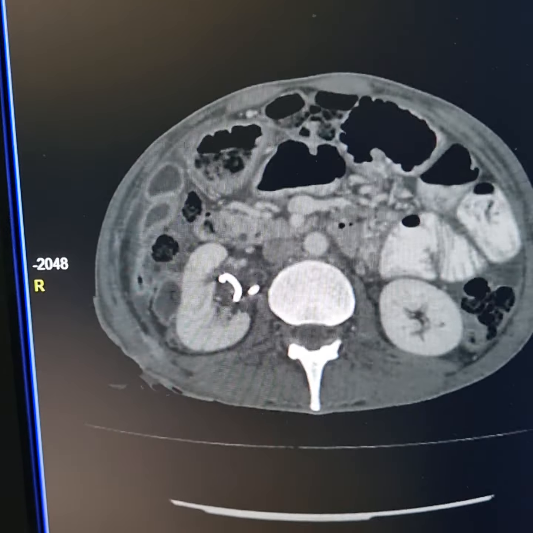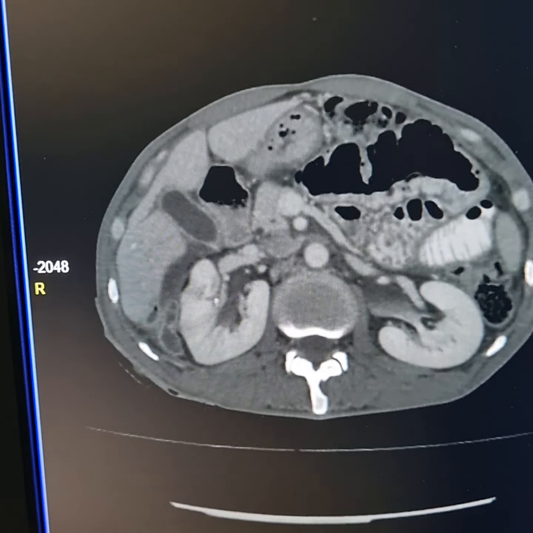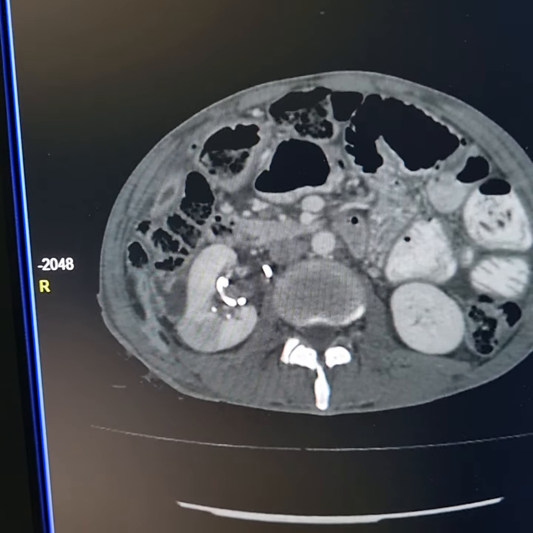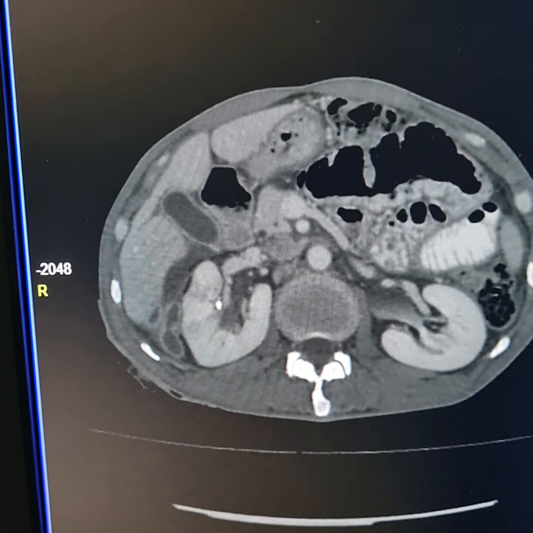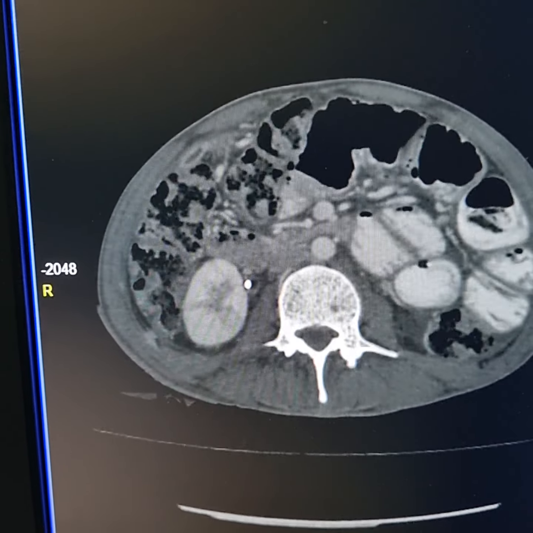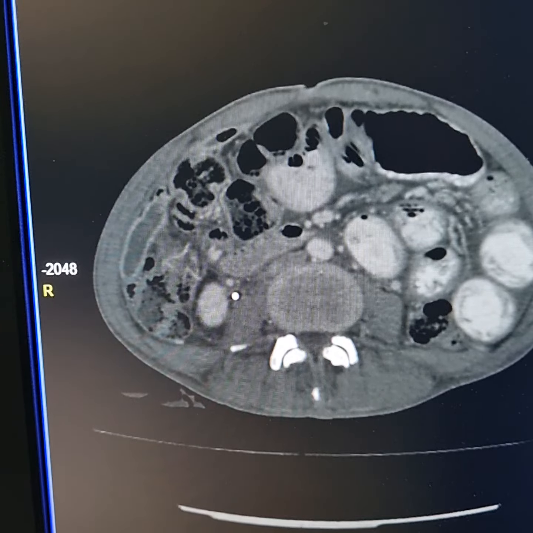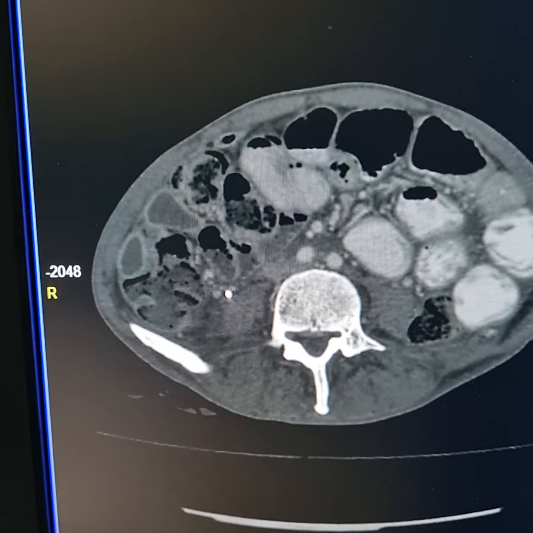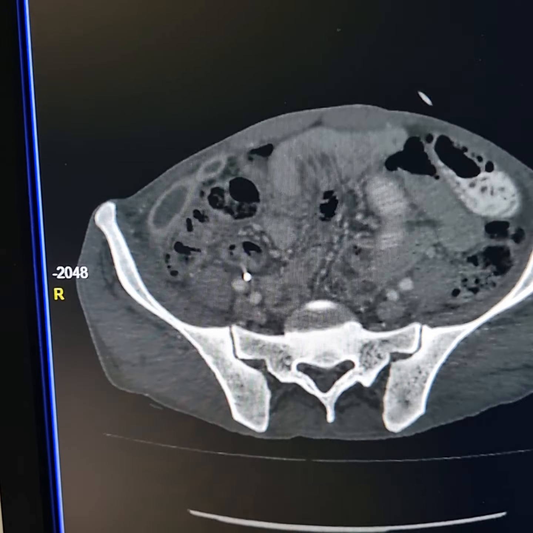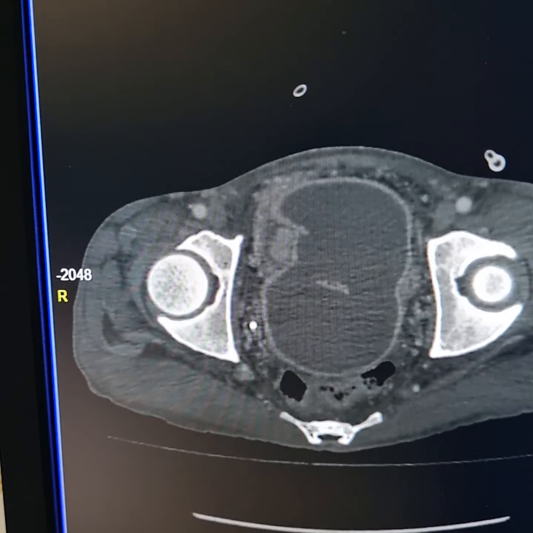So there is a perinephric abscess, a fluid collection in the paranephric space, and an irregular oblong abscess which extends along the right lateral abdominal wall and extends downwards into the pelvis. Its main component lies in the pelvis.